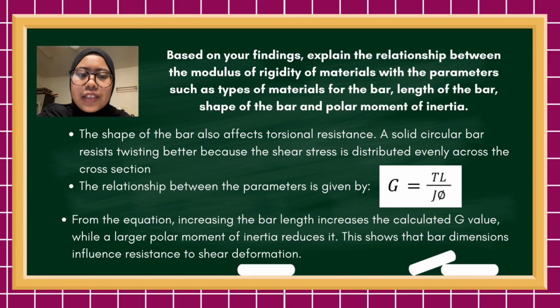According to the equation, when the length of the bar increases, the value of G obtained will increase. As the value of the polar moment of inertia increases, the value of G obtained will decrease. This indicates that if the dimension of the bar increases, the value of G will increase, in which the bar will be more resistant towards shear deformation.